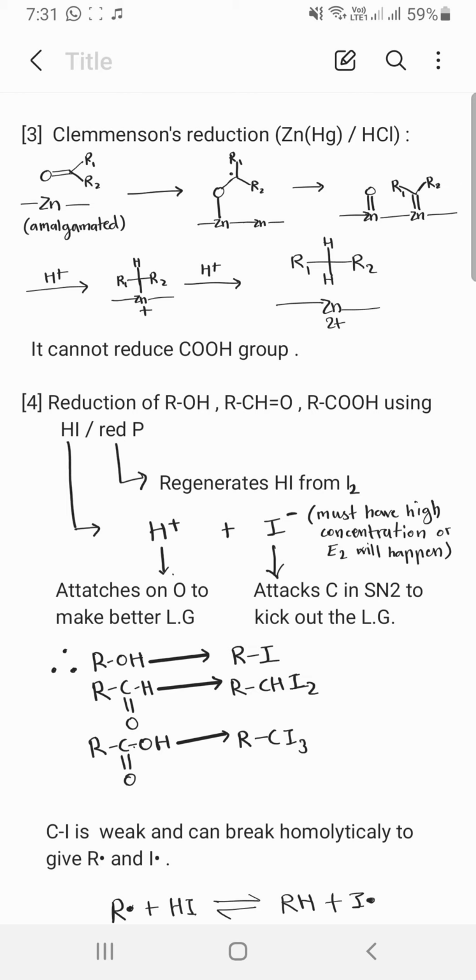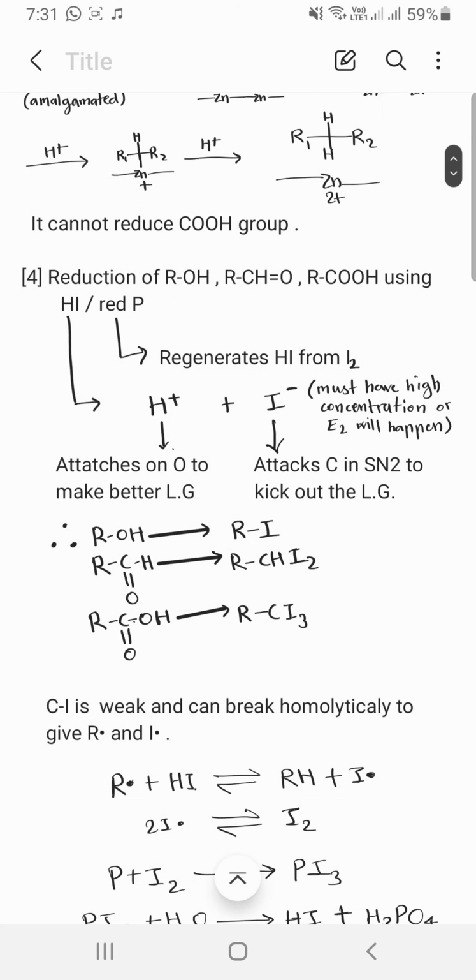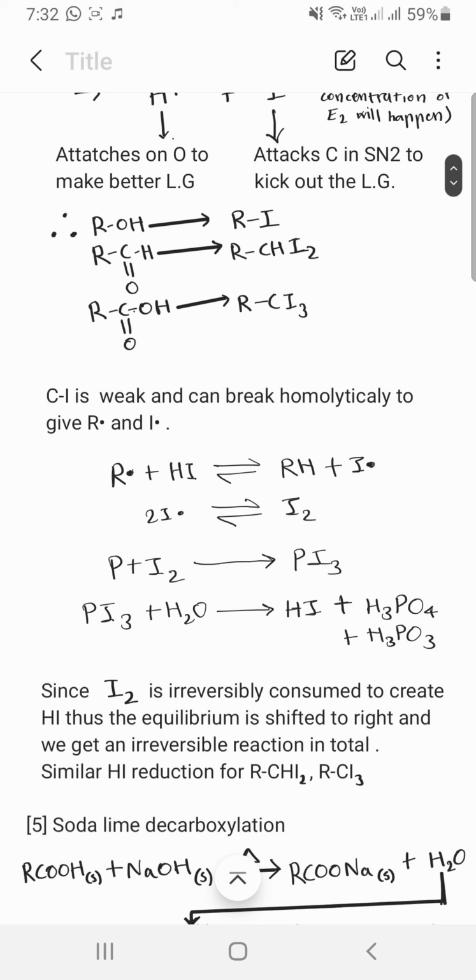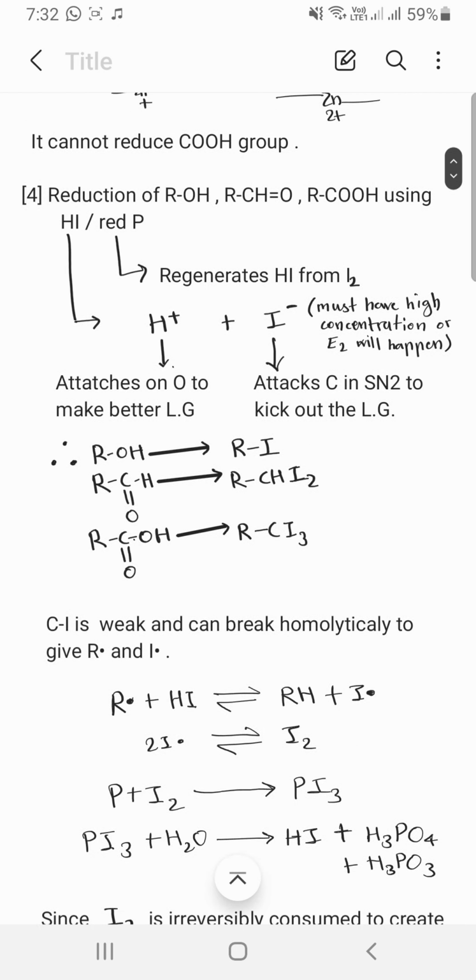Reduction of ROH, these things, with HI and red phosphorus. HI with red phosphorus is a good reducing reagent. Red phosphorus, I told you, regenerates HI from I2. Well, the main reason is that it basically absorbs I2. So phosphorus plus I2 gives us PI3. That's why we have this over there. Similarly, iron plus chlorine gives us FeCl3 and stuff like that. So HI is a good reducing agent.